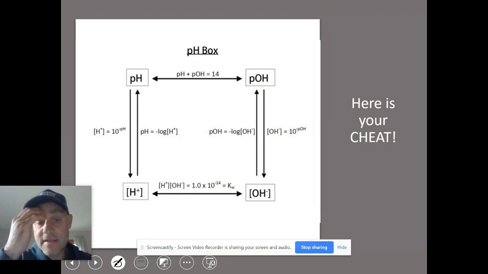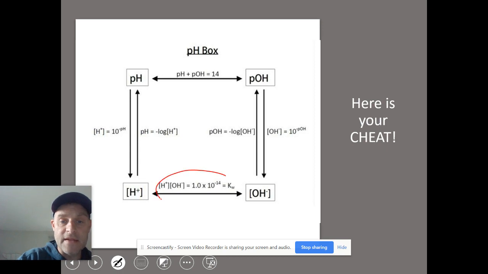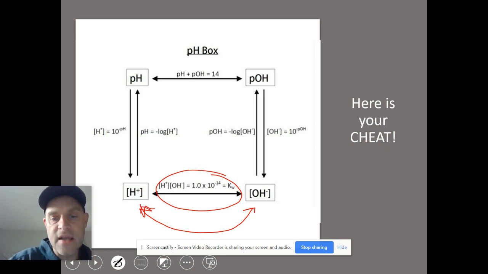Now I have one last thing I want to show you before we're done with acids and bases. How do I go from the concentration of one to the concentration of the other? That's called the constant, the Kw. We'll work on that next week. And then, to be honest, we're done. That's all I have left for you for the entire year of chemistry.